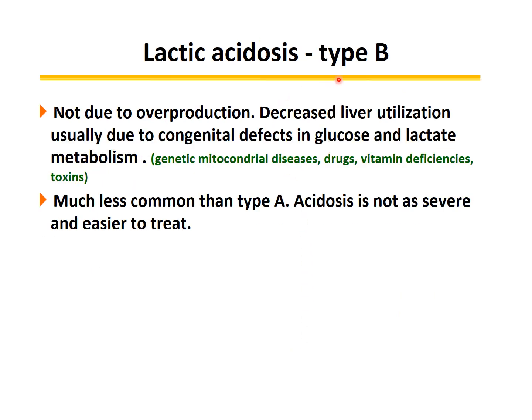Now, the B type of lactic acidosis is not due to overproduction, but due to decreased liver utilization. That is most commonly a congenital defect in glucose and lactate metabolism. That's a genetic mitochondrial disease, but some drugs, vitamin deficiencies, and toxins can cause it. It's much less common than type A acidosis, so it is not as severe and much easier to treat compared to type A.